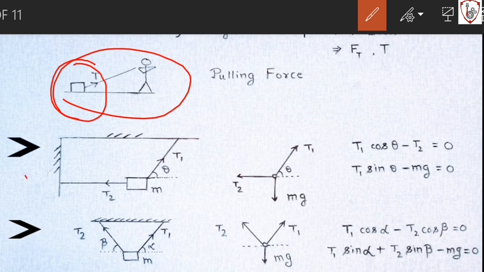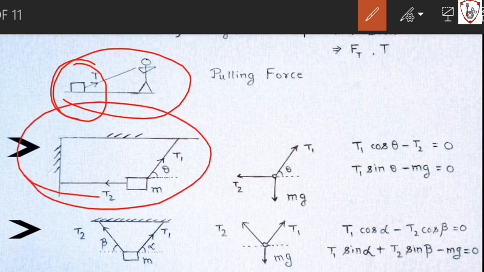Now in the second example, there is a block of mass m that is connected with two strings.